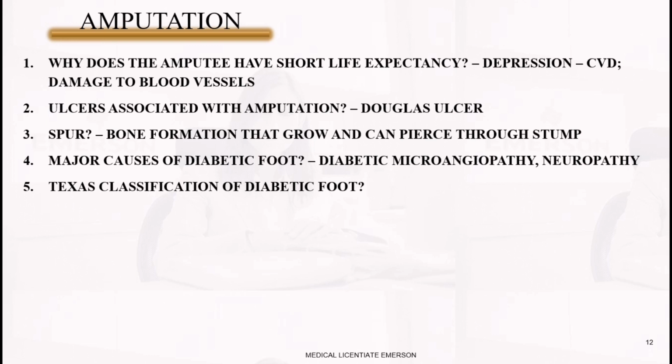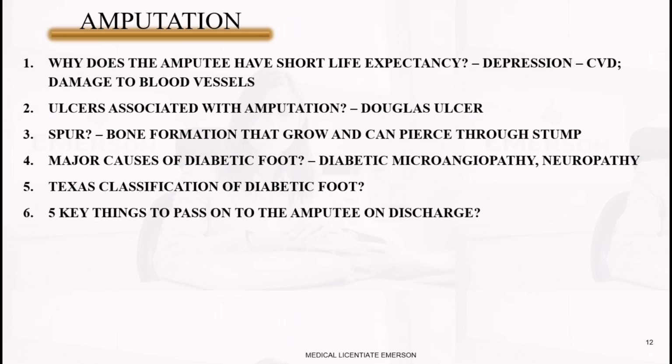Then we have the Texas classification of diabetic foot. Then we have 5 key things to pass on to the amputee on discharge. So what are some of the 5 key things you can tell the amputee on discharge? So make sure you write somewhere where you need to look these things up which are being asked here.